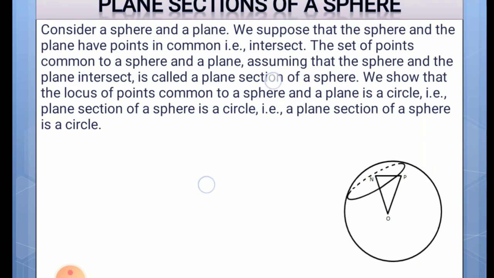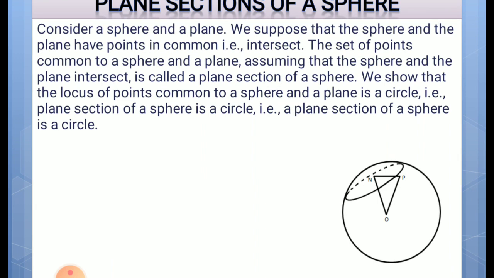For that purpose, we consider a sphere and a plane. We suppose that the sphere and the plane have points in common. Means one plane and one sphere have points in common. That means the plane and the sphere intersect each other. The set of points common to the sphere and the plane, assuming that they intersect, is called a plane section of the sphere.